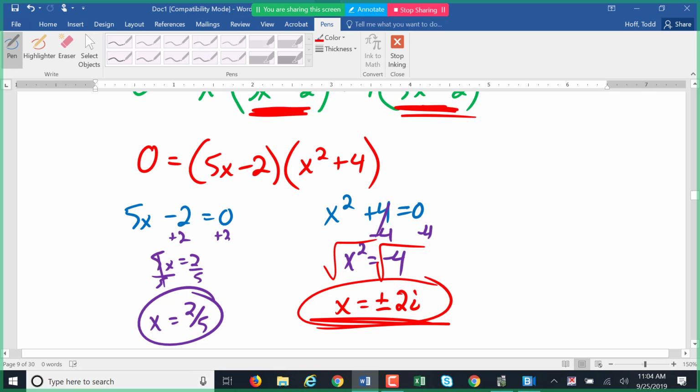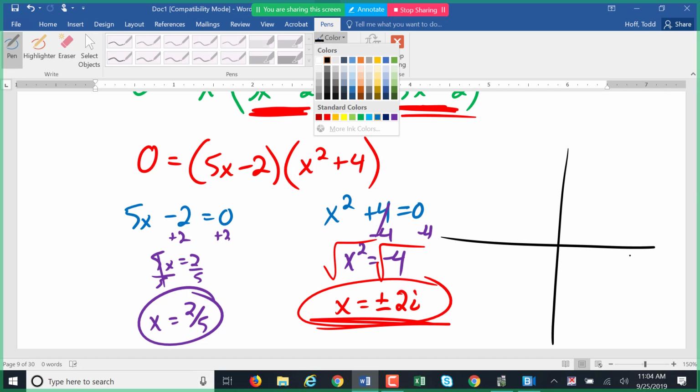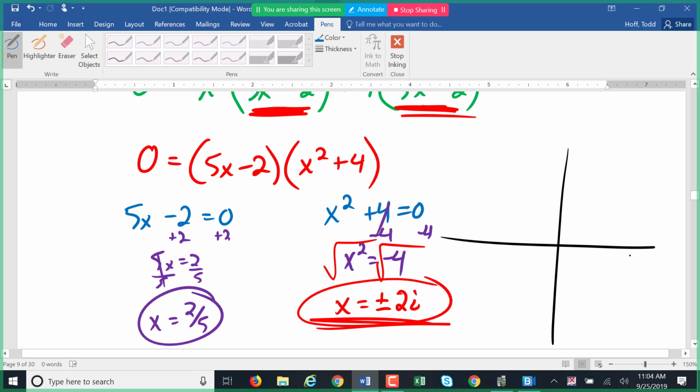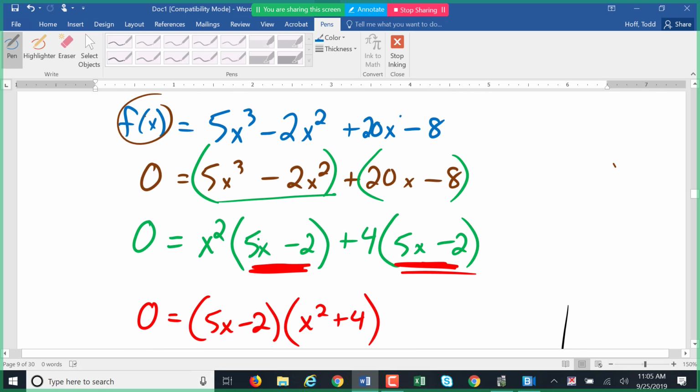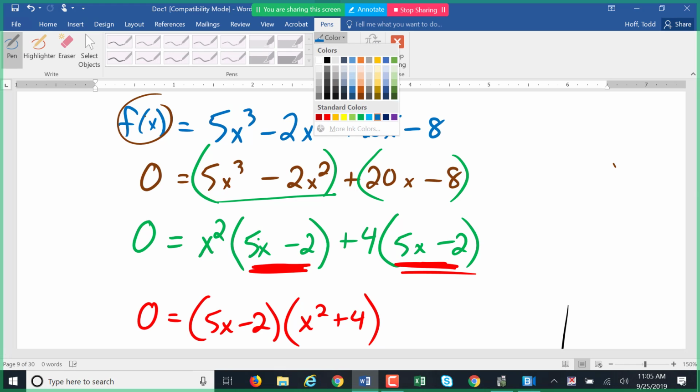So when we graph this polynomial function, it's only going to cross the x-axis once, and it's going to be at 2/5. So between 0 and 1. Now, end behavior. A here is positive.